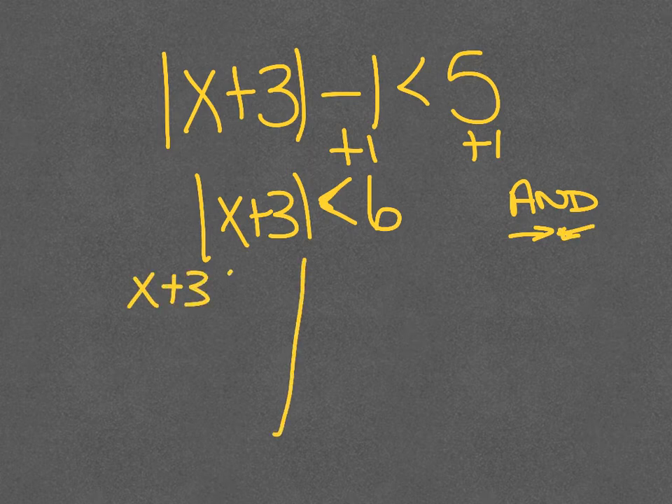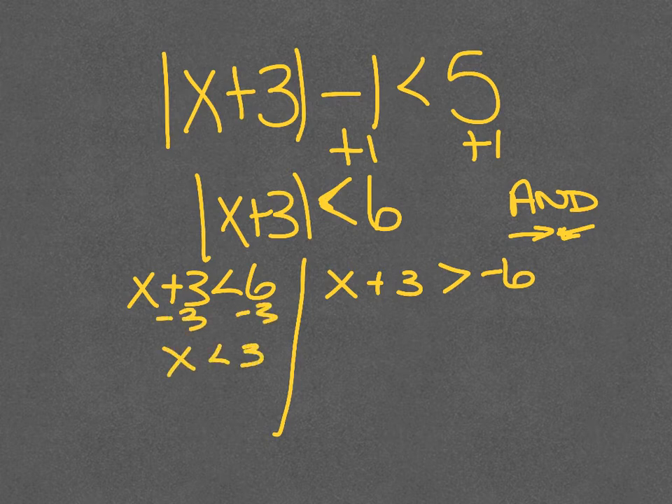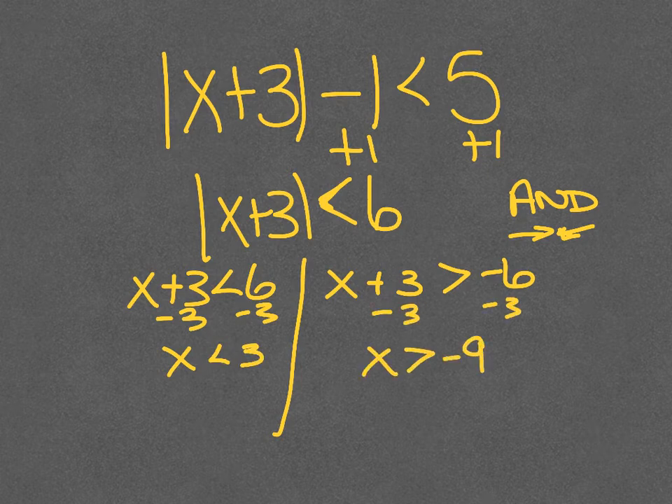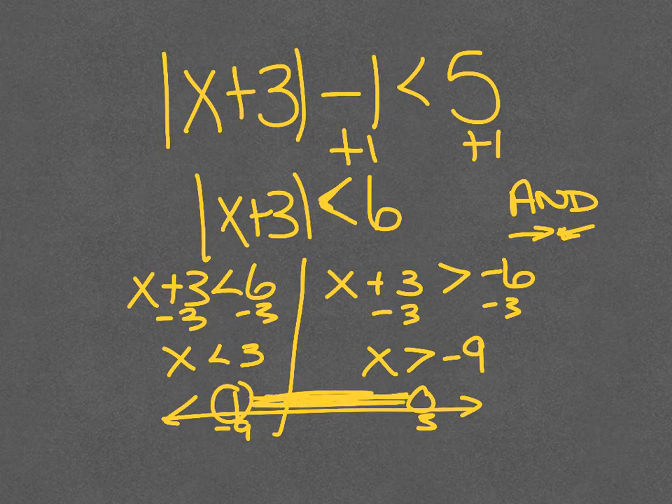X plus 3 is less than 6. X plus 3, all right, we're going to flip it in the opposite. Flip it in the opposite. So now we're going to solve. X is less than 3. There was minus 3, minus 3. X is greater than negative 9. Number line. Open circle at negative 9. Open circle at 3. And 3 is less than, negative 9 is greater than, so it's in between. We said it was an and, so we're good.